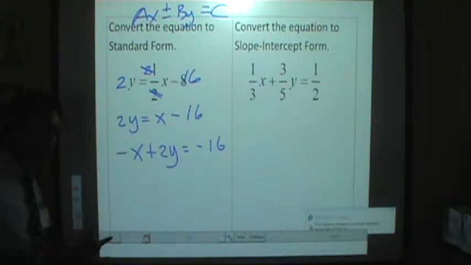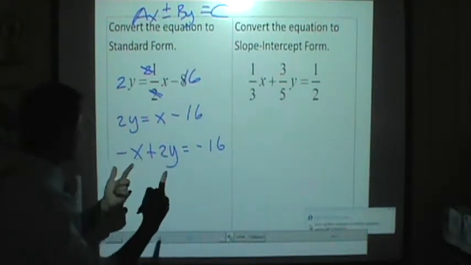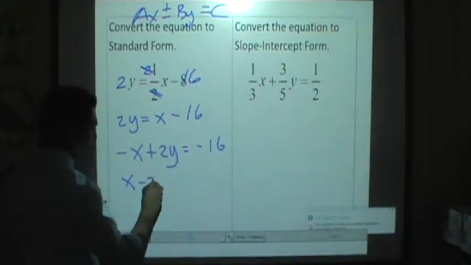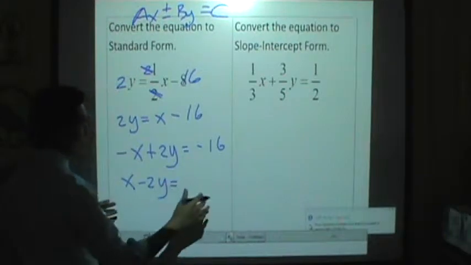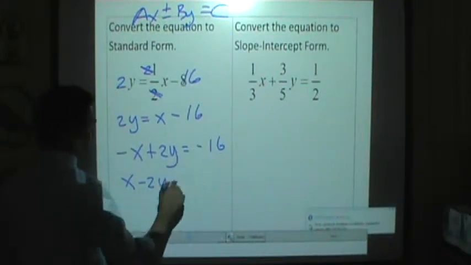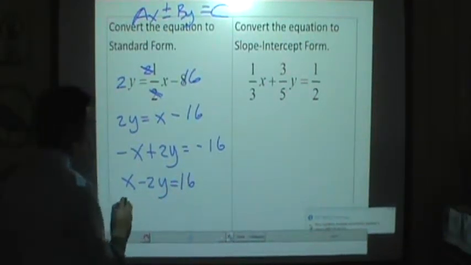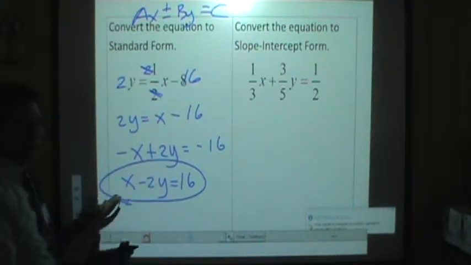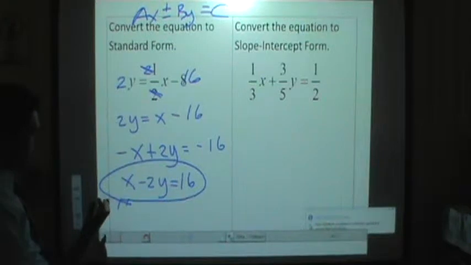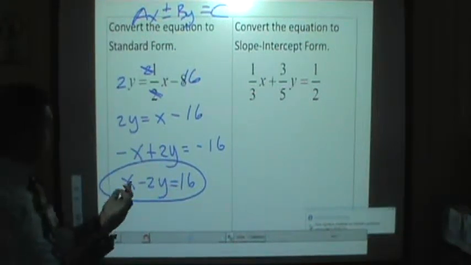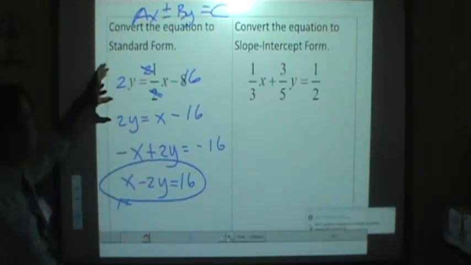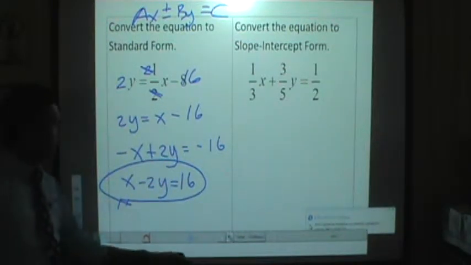Or if you want, you can just use your mental math by just changing this to positive. That means you just have to change the signs of the rest of the terms. And now this is going to become positive. Now that we have x and y on the same side, and x is positive, we can say that this is now the standard form of the slope-intercept form.